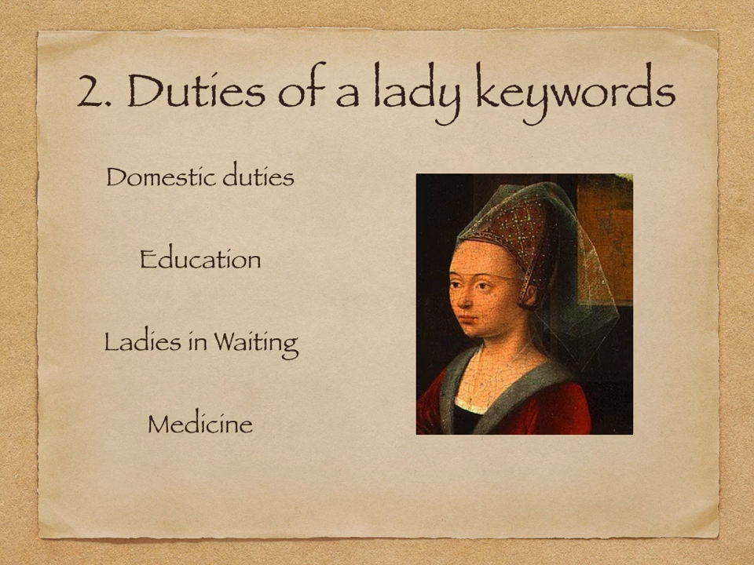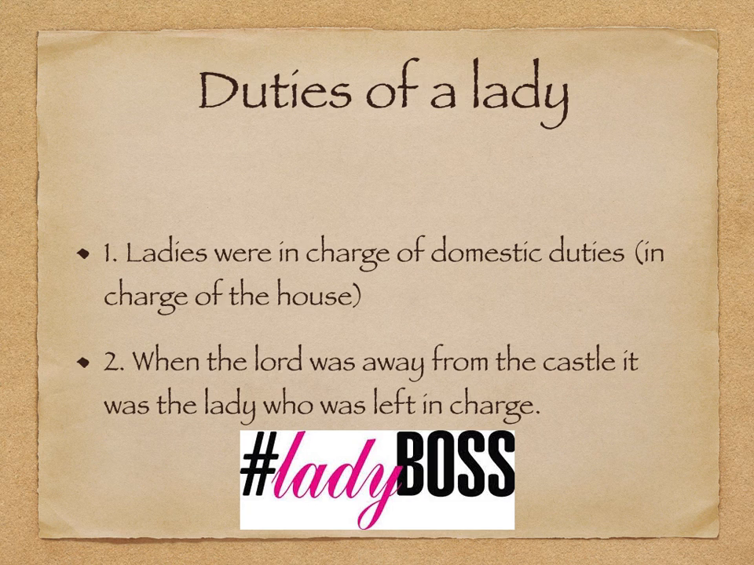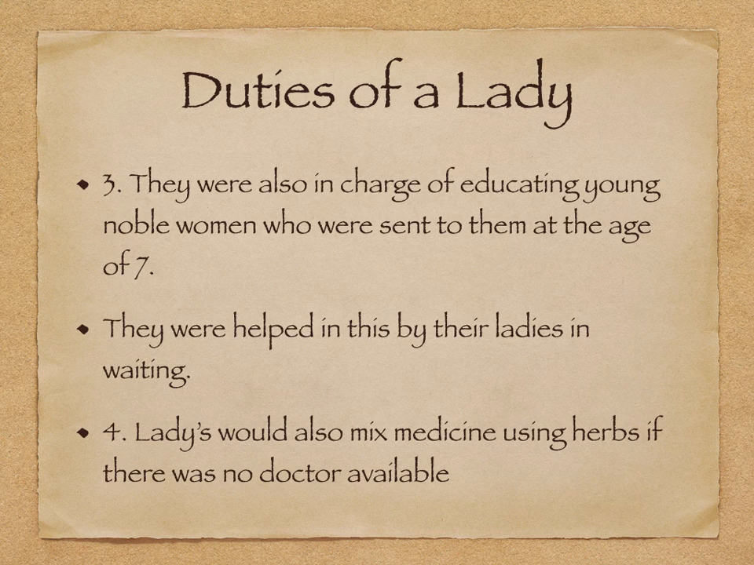Now, on to the duties of a lady. So the key words we're looking at here are domestic duties, education, ladies in waiting, and medicine. So, first of all, the ladies were in charge of domestic duties. So that means they were in charge of the house. So they made sure that the storeroom was full. They made sure that the house was running properly. The second aspect of a lady's duties was when the Lord was away from the castle, she was in charge. It didn't go to the steward or to anybody else. She was in charge, and she made these decisions, and she would be making decisions in court rulings and all of these things.